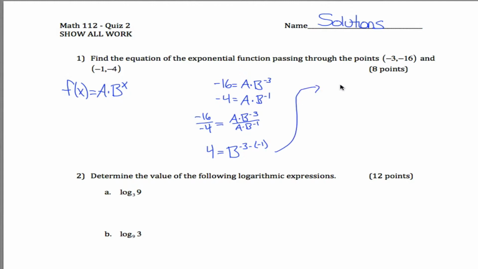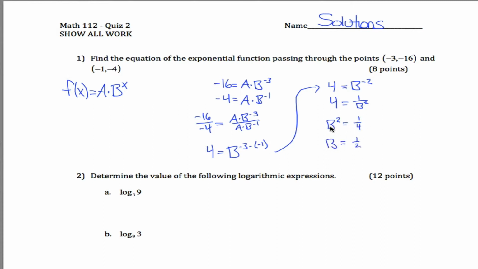Maybe I'll jump up here. And let's see, -3 minus -1 is the same as -3 plus 1, which is -2. So I get that 4 is equal to b to the -2 power. If 4 is equal to b to the -2 power, then 4 is equal to 1 over b squared, because a negative exponent kind of means take the reciprocal of. And so if I want to solve for b, maybe I'll multiply it over to this side and get that b squared is equal to 1 over 4, and therefore b must be equal to 1/2.